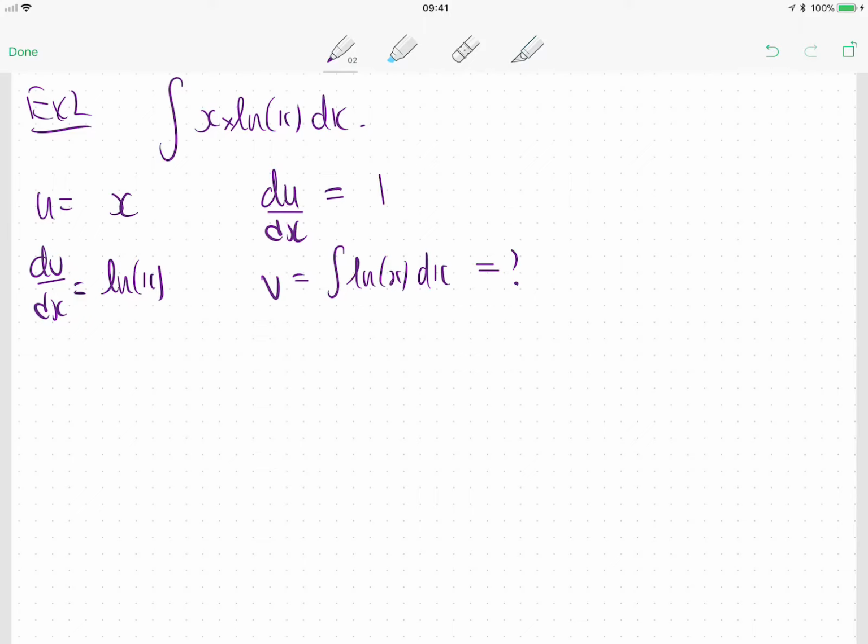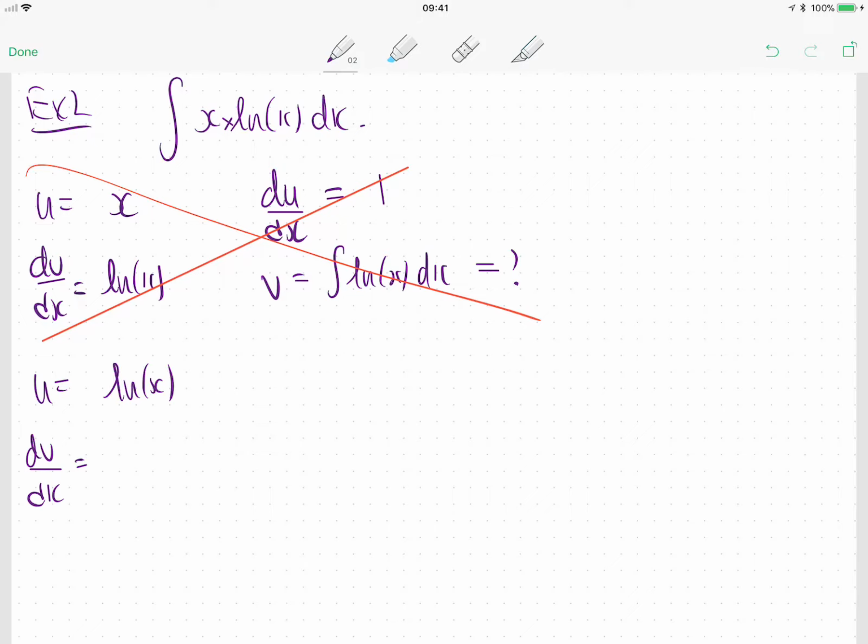Well, I do know it, but it's not a standard one. I spent a fair few years getting good at calculus before I could rattle that off without any calculations. So we just don't know. Okay, so it didn't work in this case. It didn't work because we cannot integrate the v dx to find v. So there's only one other option left over, and that is to call u equal to log of x.